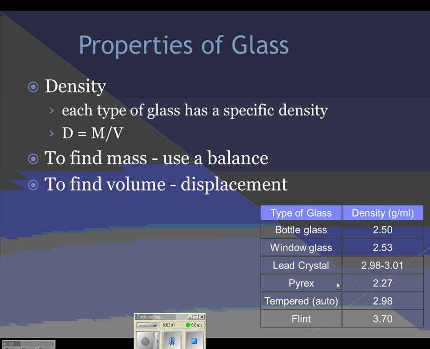And to find volume, when we do the lab, we'll use the displacement method, but not what you remember of just putting the piece of glass in the water. It's not big enough or takes up enough volume for the water to rise. So we'll actually take the volume by measuring the mass of the water that's displaced when you place glass into the water in a beaker.